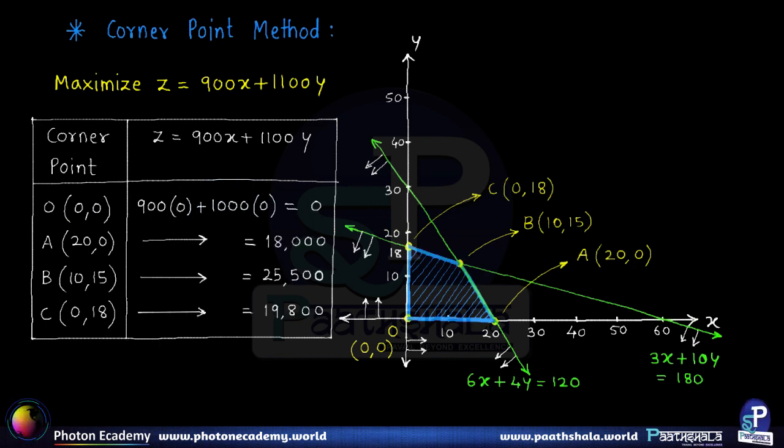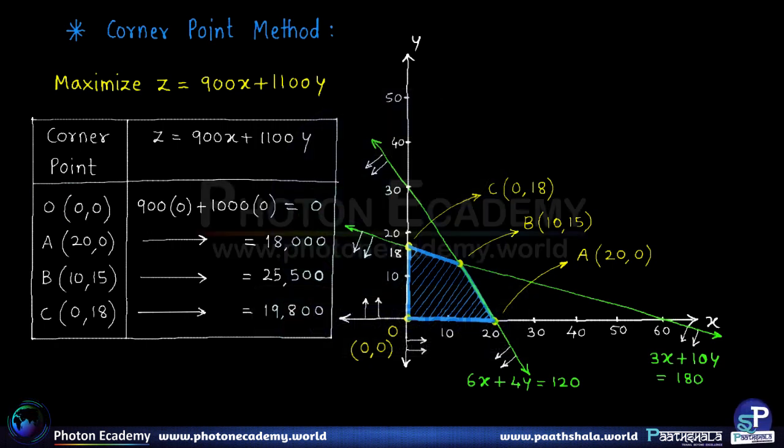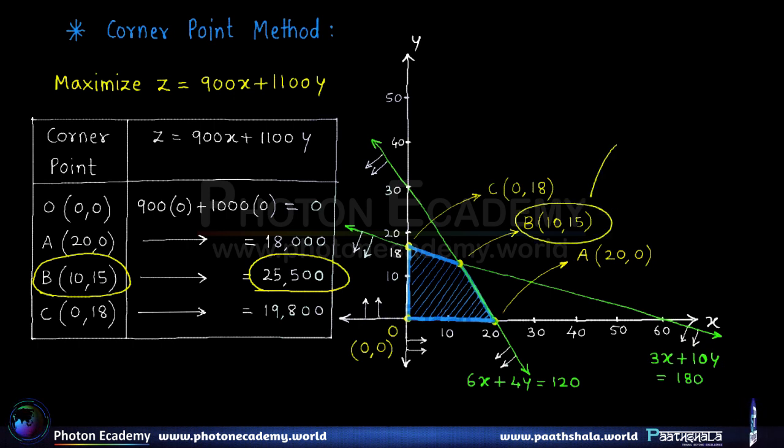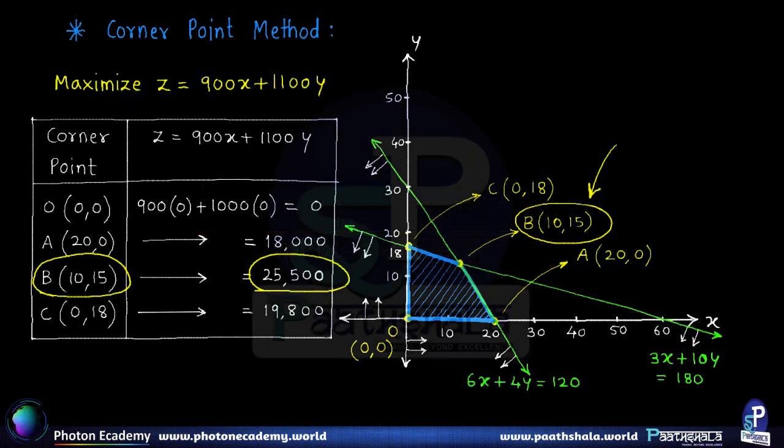Alright, so now as you can see, we have got the values of z at all the corner points. Now out of which you will observe that the highest value is 25,500, and that occurs at the vertex B (10, 15). Alright. So now since we had to maximize the value of z, obviously the point that gives us the maximum value of z is the required optimal solution as per the convex polygon theorem. So therefore the point B is the optimum solution.